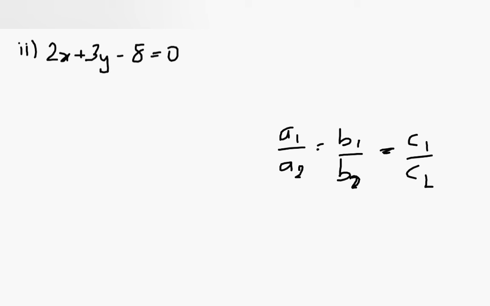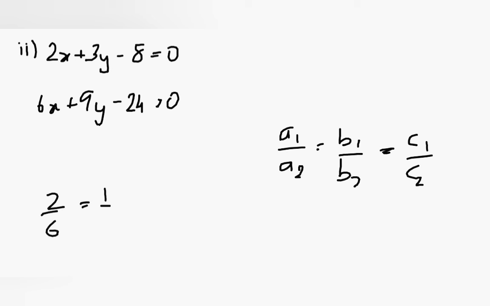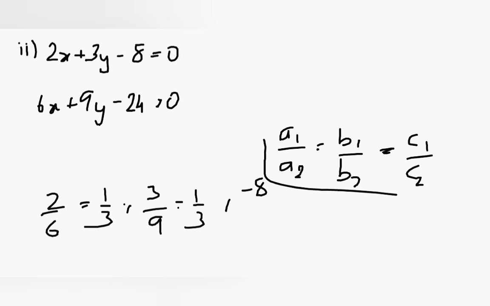Now we will form an equation. It would be 6x plus 9y minus 24 is equal to 0, because 2 upon 6 is equal to 1 upon 3, 3 upon 9 is equal to 1 upon 3, minus 8 upon minus 24 is equal to 1 upon 3. So we got this.